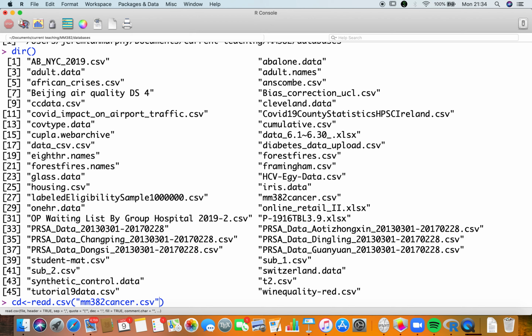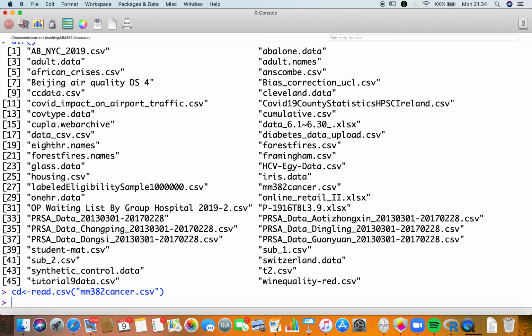But certainly, when you're using the read.csv function, folks, you need to have the quotes in, and if you don't have the quotes in, it won't work. Okay, so I've done that.